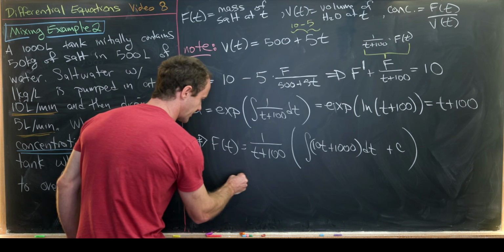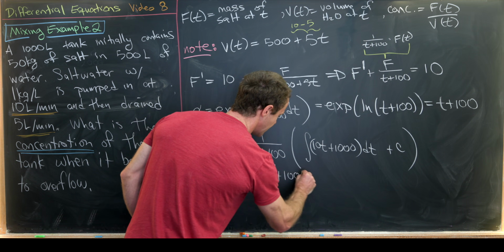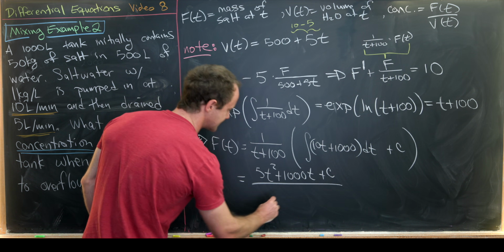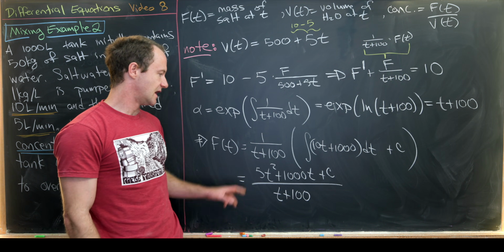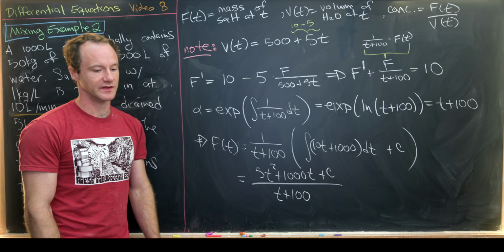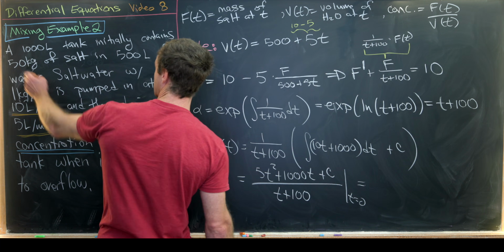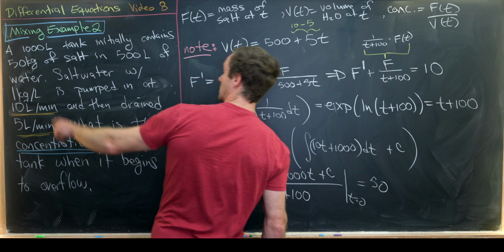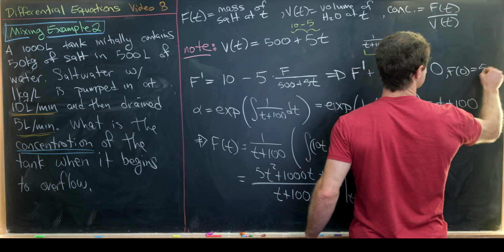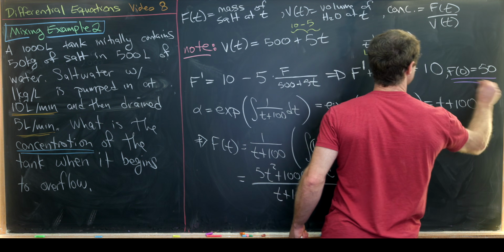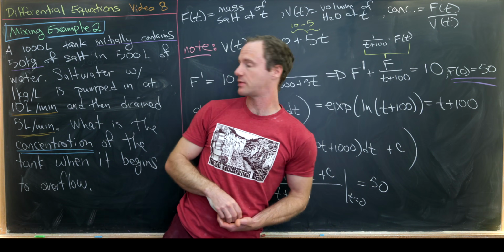Okay, so let's maybe make our calculation. This gives us 5t squared plus 1000t plus some constant over t plus 100. So I get that from taking this antiderivative and then multiplying this t plus 100 through in the denominator. And now we can plug in t equals 0 and recognize that we should get the number 50 because that's our initial condition. Maybe we should have written that over here. So f evaluated at 0 is 50, and that comes from this portion of our given setup.